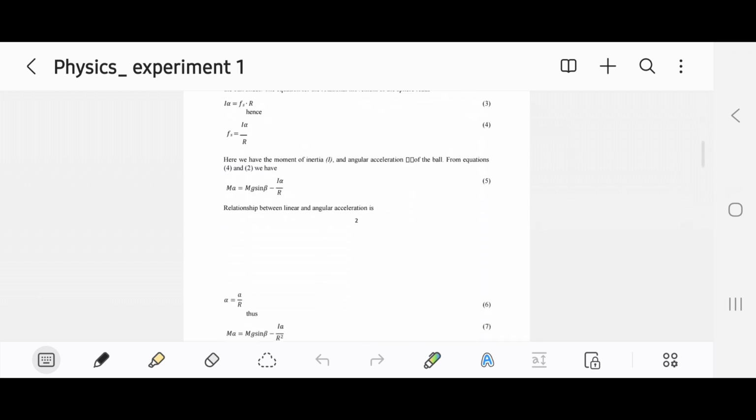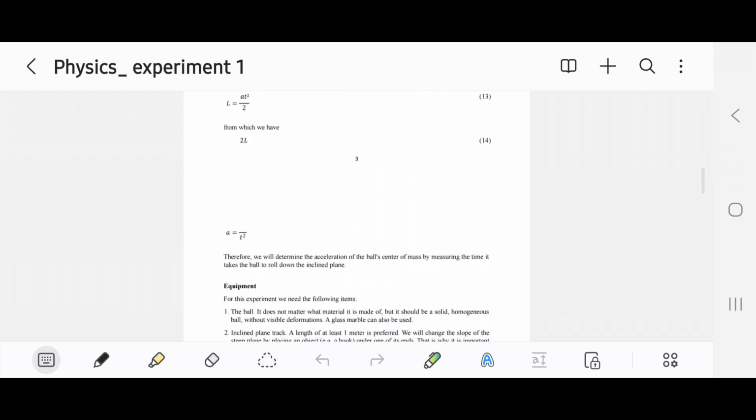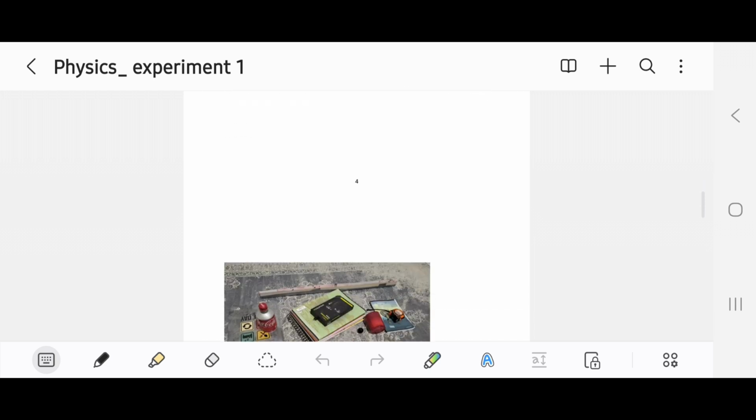By applying Newton's second law for both translation and rotation, we can derive a linear relationship between the ball's acceleration a and the sine of the inclined angle, sine beta. The slope of this relationship, which we call k, allows us to solve for c by using the formula c equals g over k minus 1.